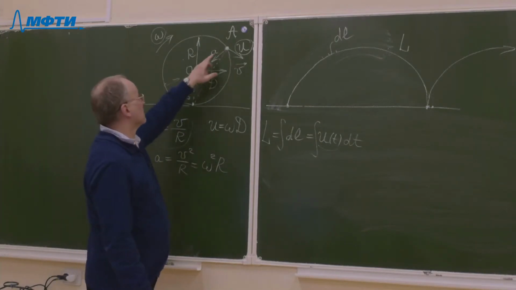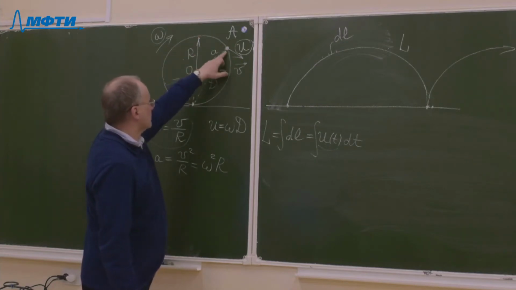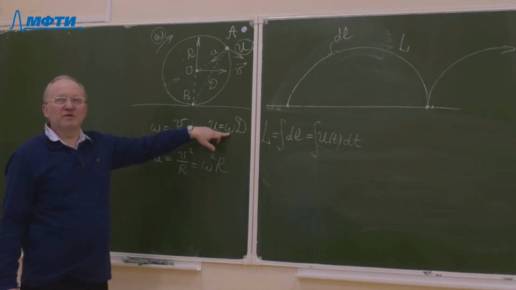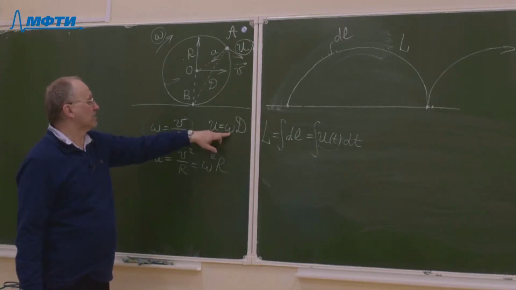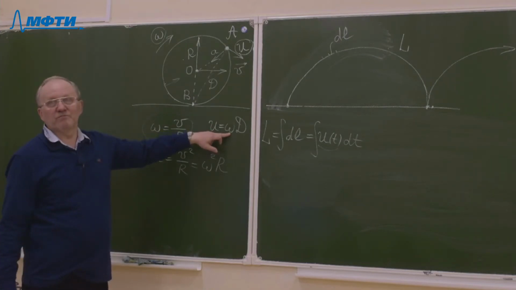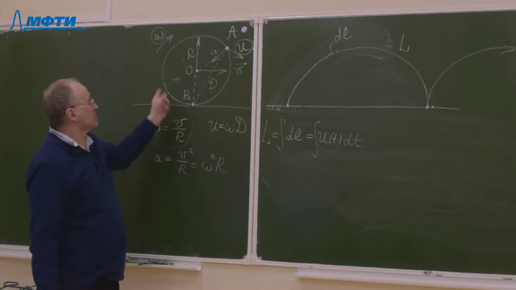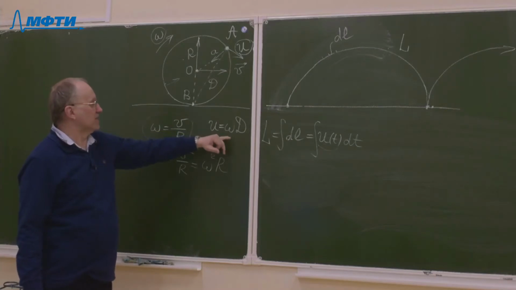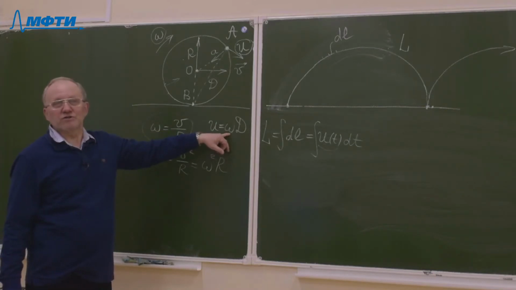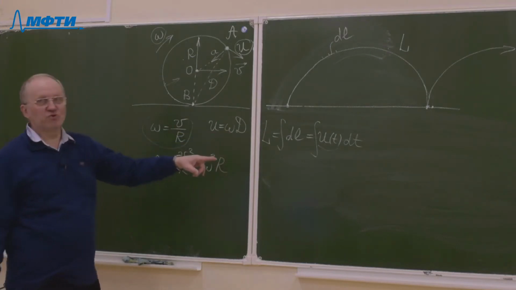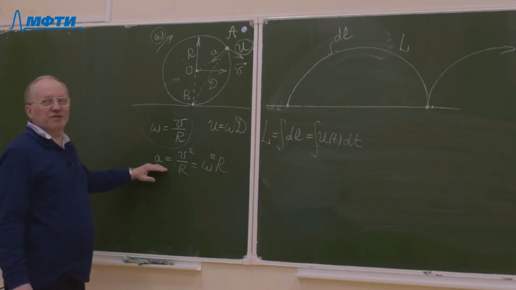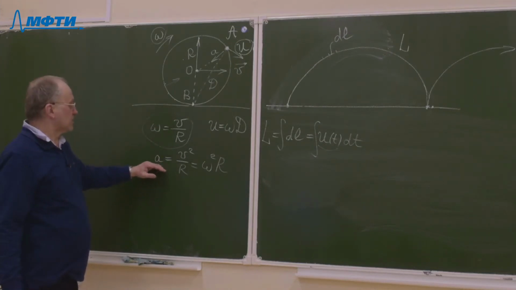It's not the center of the wheel, it's some different point on the rim of this circle, and the angular velocity is the same. Why is the angular velocity the same? Why does angular velocity not depend on the inertial reference frame? Why is the angular velocity of rotation of this wheel the same in any inertial reference system? Because we have just proven, when I considered Galilean transformations, that the acceleration is the same for any point. The acceleration is the same.